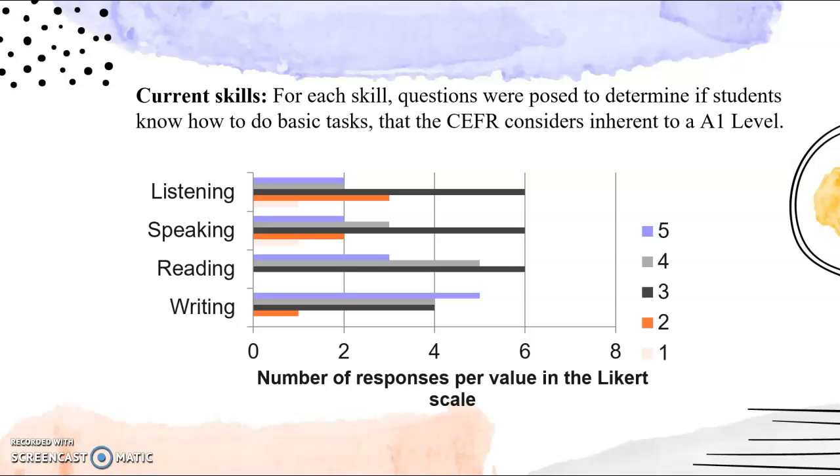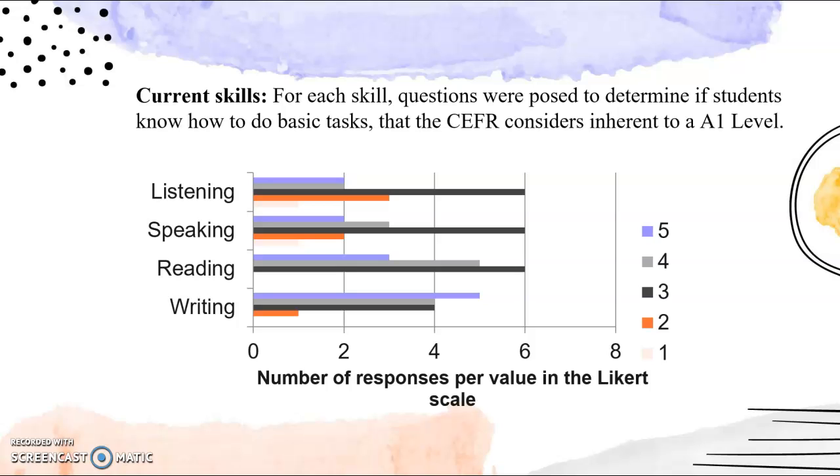About current skills, for each skill, questions were posed to determine if students know how to do basic tasks that the CEFR considers inherent to A1 level. Por ejemplo, puedes comprender de manera general textos simples en inglés, in the case of reading, and puedes comprender expresiones de uso frecuente en el idioma al escucharlas, in the case of listening. To which students had to answer with a Likert scale, from 1, totally disagree, to 5, totally agree.